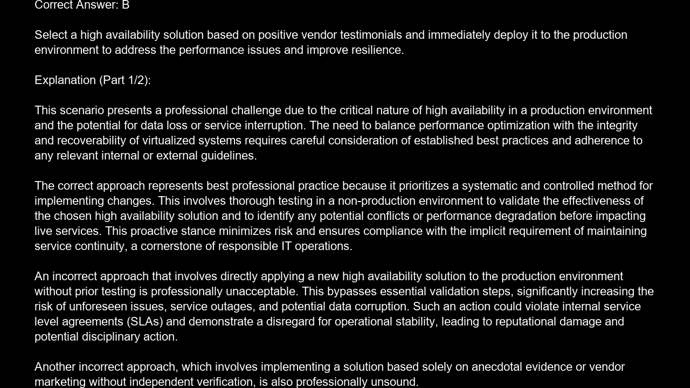Explanation. This scenario presents a professional challenge due to the critical nature of high availability in a production environment and the potential for data loss or service interruption. The need to balance performance optimization with the integrity and recoverability of virtualized systems requires careful consideration of established best practices and adherence to any relevant internal or external guidelines.